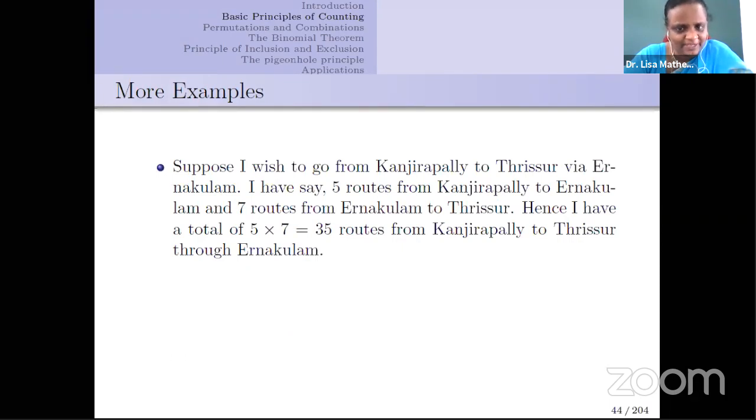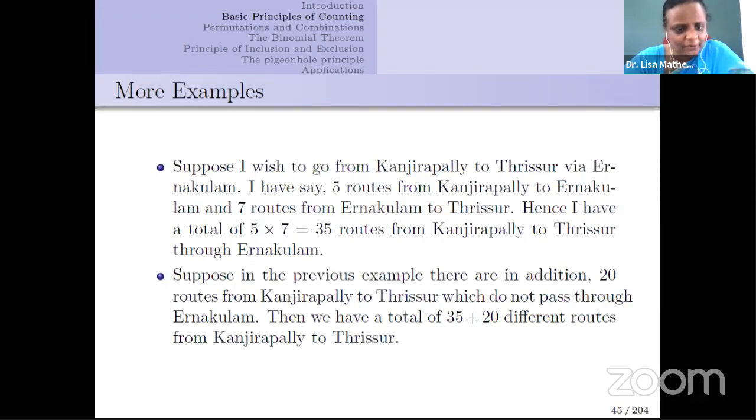Now, one more example. Suppose I want to come from Kanjirapalli to Universal Engineering College, which is in Thrissur. We are in Kanjirapalli. Now, one way of coming from Kanjirapalli to Thrissur, for example, suppose I have 5 routes from Kanjirapalli to Ernakulam and 7 routes from Ernakulam to Thrissur. Then I have a total of 5 into 7, which is 35 routes from Kanjirapalli to Thrissur through Ernakulam. Now, suppose in this example, there are 20 more routes which do not pass through Ernakulam. Then I can use the rule of sum there to say that there are 35 plus 20 different routes from Kanjirapalli to Thrissur.